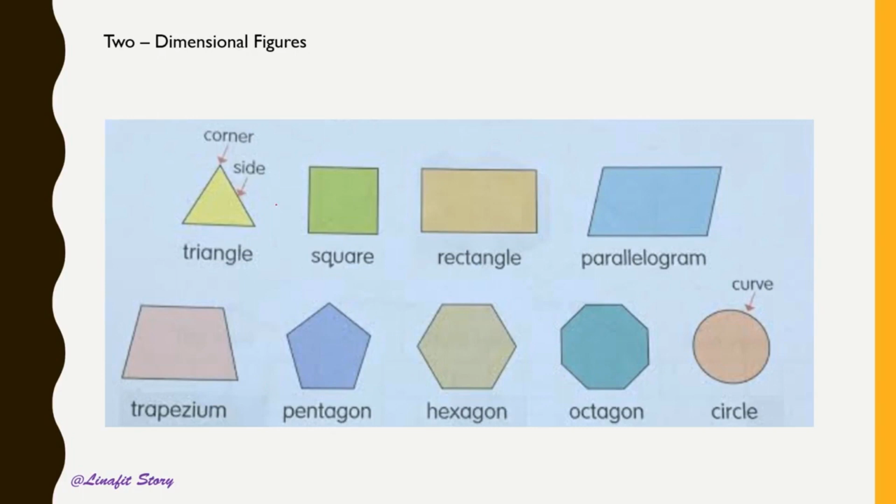And then over here, you may see that there is a corner, and here is a side. A side is a straight line in between two corners of a shape. A corner is where two sides meet.